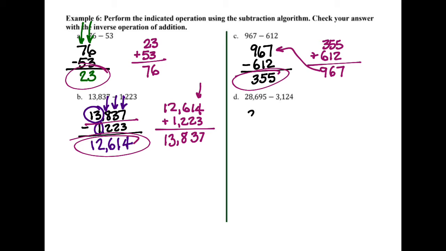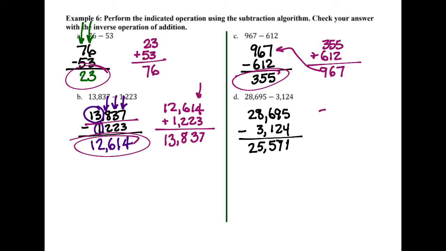Okay. So 28,695 minus 3,124. All right, starting in the ones place, we get 5 minus 4 is 1. Moving over to the tens, 9 minus 2 is 7. And the hundreds, 6 minus 1 is 5. The thousands, 8 minus 3 is 5. And then the 20 doesn't have anything to subtract from it, so it just comes down.